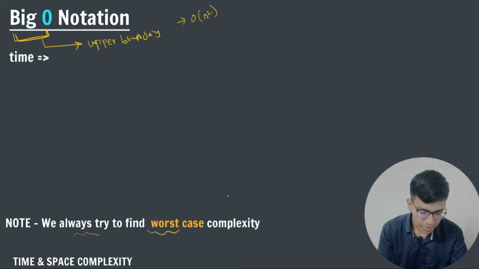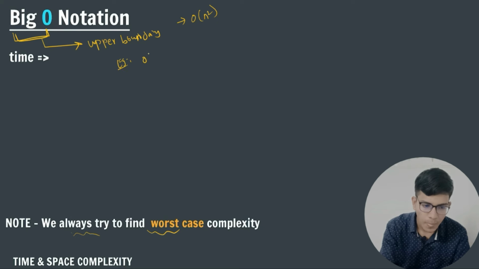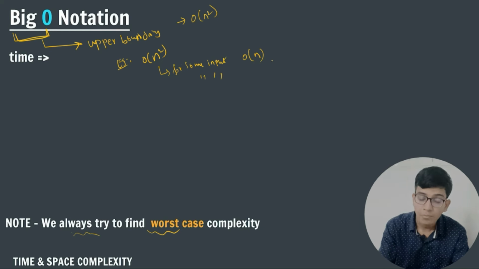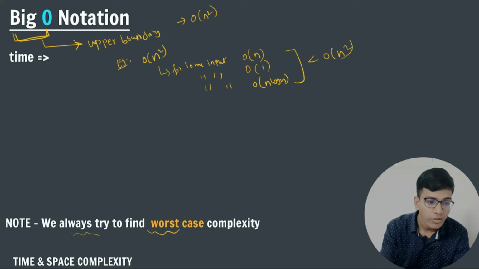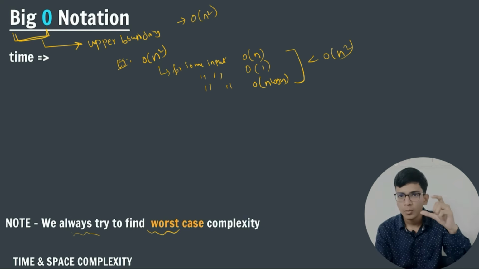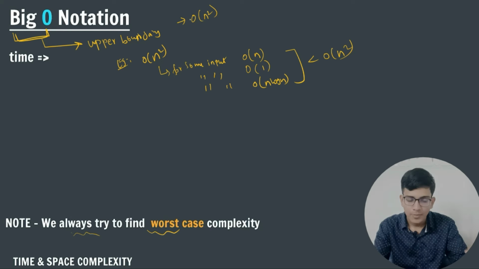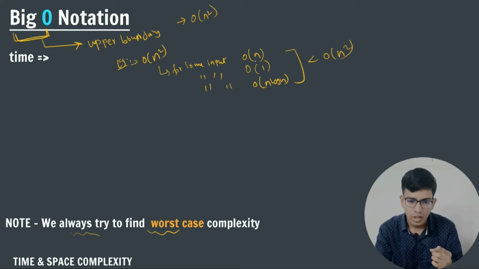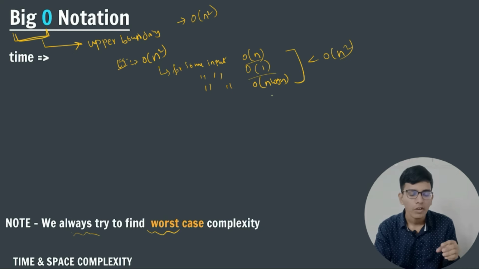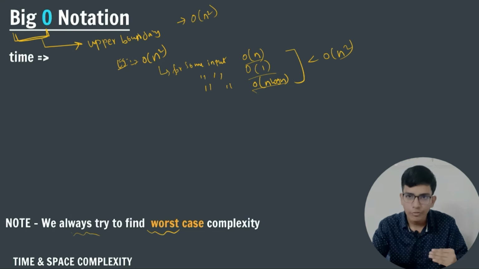Let us take an example where an algorithm takes big O of n square time. In some scenarios, let's consider that for some input it takes big O of n time, and for some small inputs it may take big O of 1 time, right? For some input it may take big O of n log n time, but these are less than big O of n square. Big O represents the limit that the worst case time complexity can reach, but it can't exceed that. It means that for this algorithm with time complexity big O of n square, for some input it might take big O of 1, for some input it might take big O of log n, but it can't go out of big O of n square, because that is the worst case.